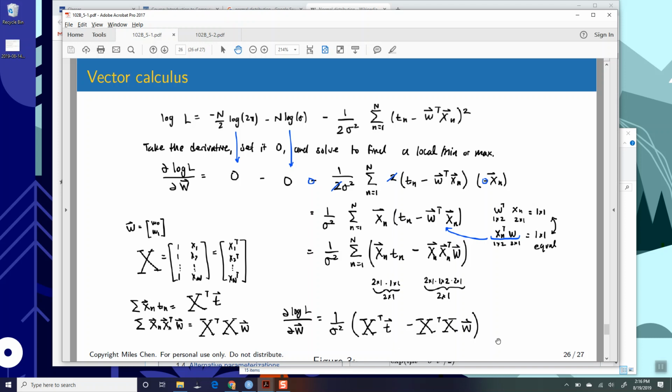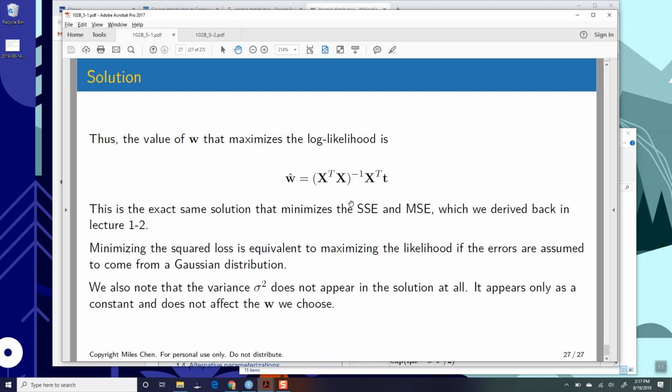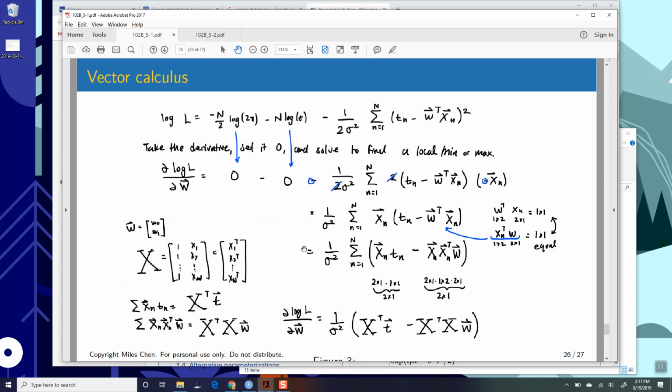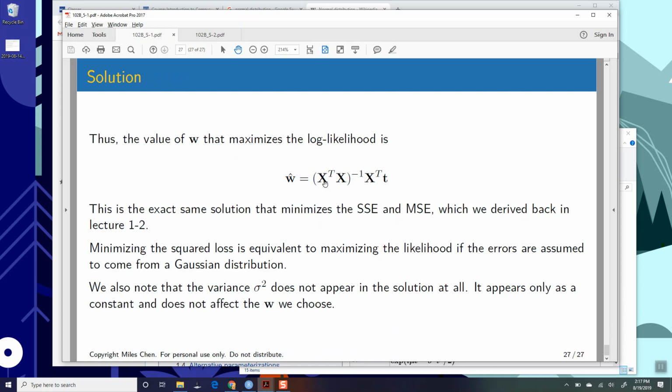And then if I want to set this equal to 0 and solve to maximize this, right? I kind of skipped the writing of it, but here's my derivative. I'm going to set this equal to 0 and solve for the w that maximizes it. Okay, so we can do this. We'll set this equal to 0 and solve, and when we do that, we'll indeed get (x transpose x) inverse x transpose t.